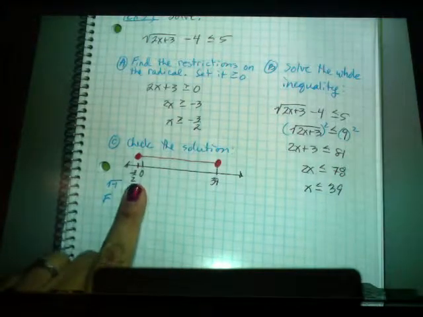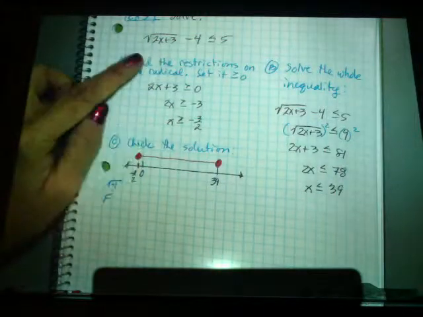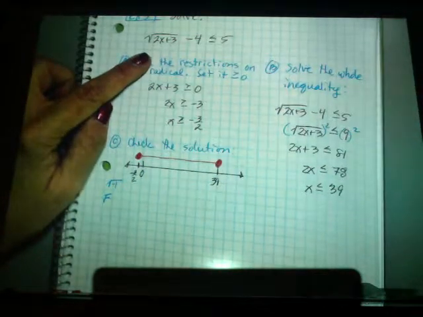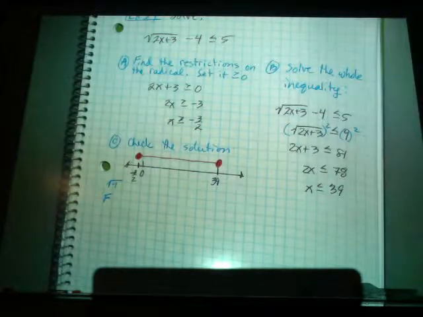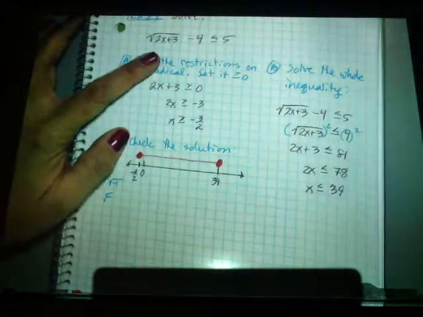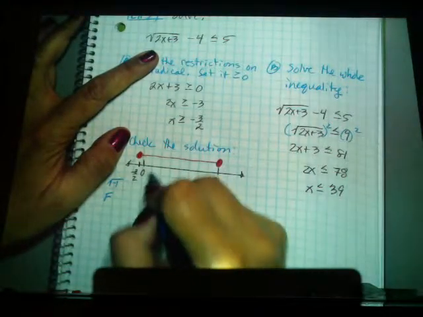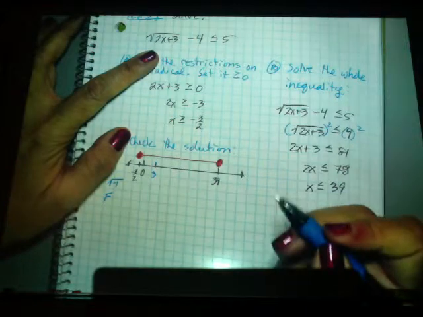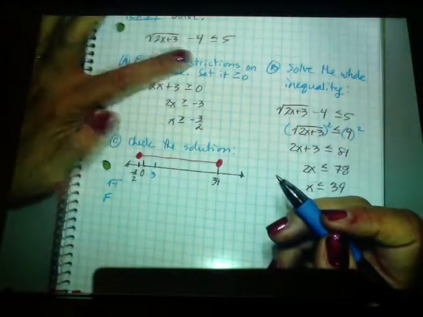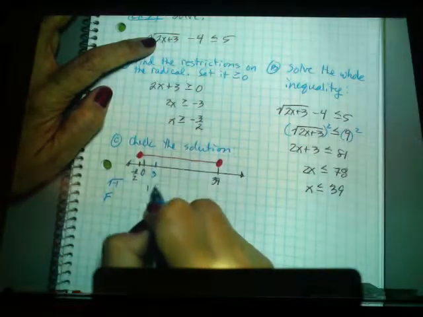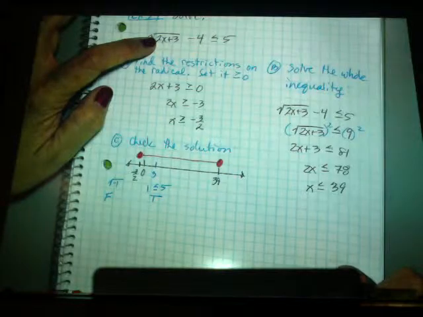In here, if I choose 0 this time, will I be able to take the square root of 3? No. So what should I maybe choose? I can't hear you. 3? So if you do 3 times 2, it's 6 plus 3 is 9, so that'll work. So let's just say we're checking 3 over here. What's the square root of 9? 3. What's 3 minus 4? So we have negative 1. Is that less than or equal to 5? True or false? True. So that works.